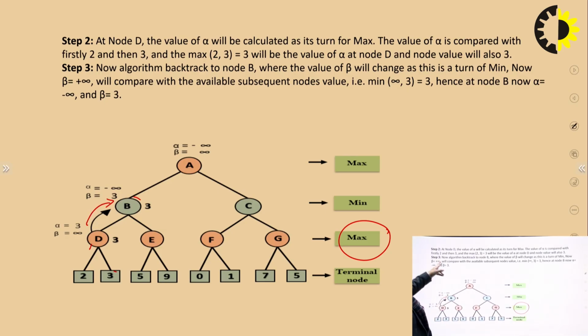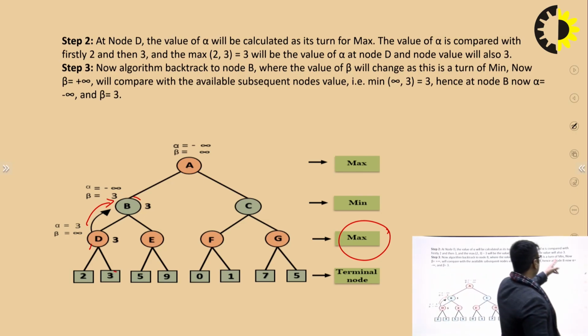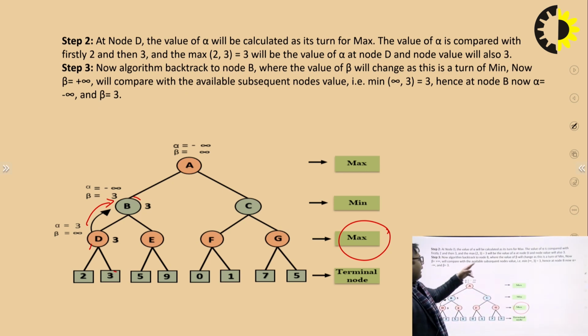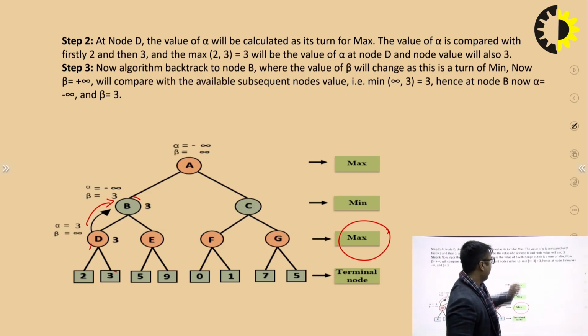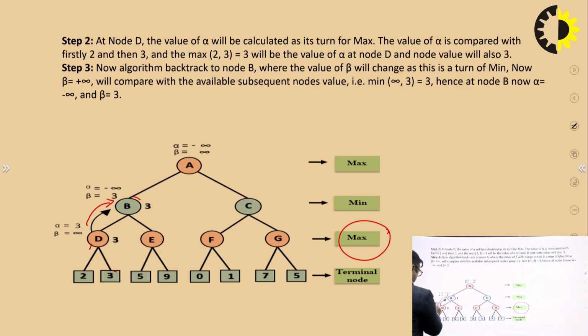At backtracking node B, the value of beta will change as this is the turn of min. Now beta is equal to plus infinity, which will be compared with the available subsequent values, that is, infinity and 3. In backtracking, the value should change. Alpha value is minus infinity and beta value is 3. We move on to the next step.